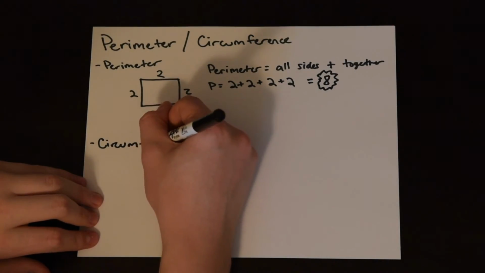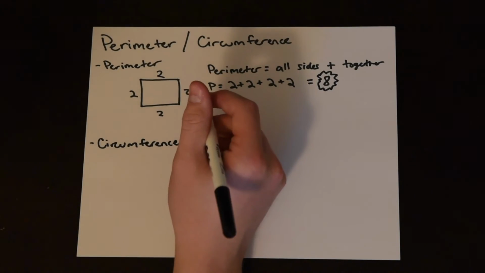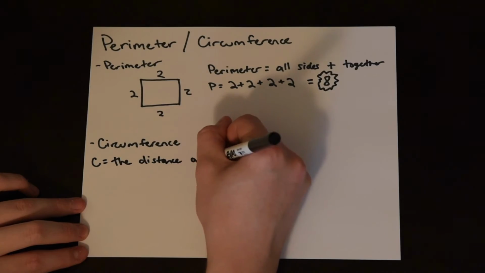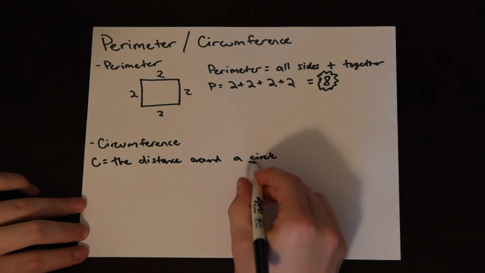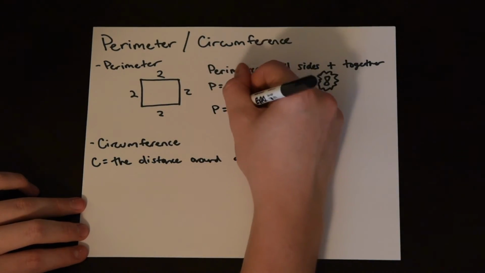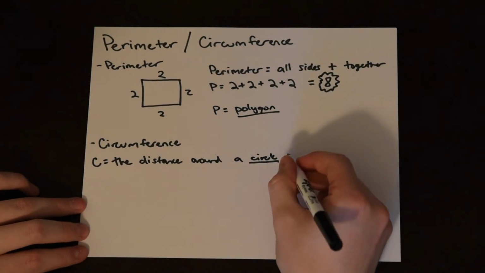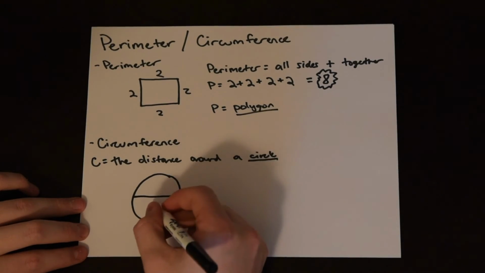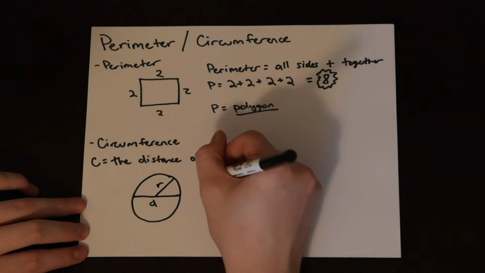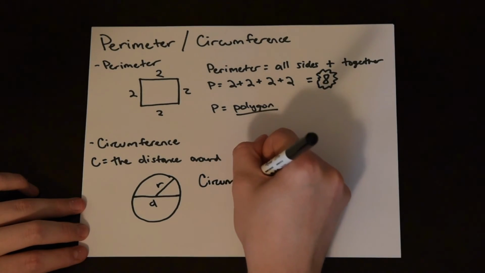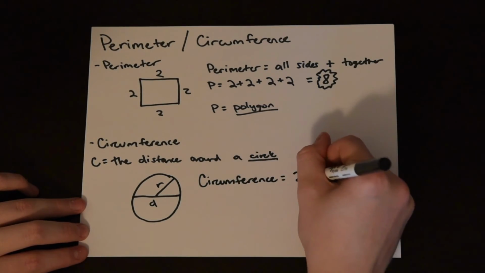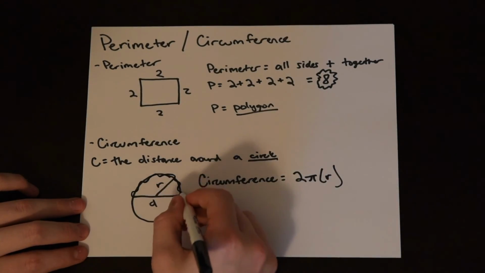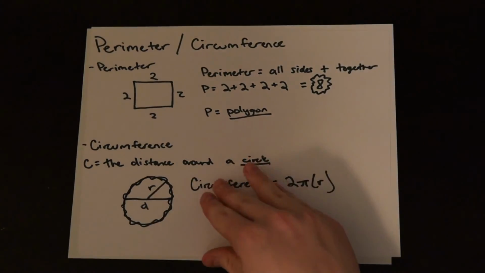When finding the circumference, it's similar to the perimeter, but instead you're finding the distance around a circle instead of a polygon. And so as usual, you have your diameter on the circle and the radius. The equation for finding the circumference is circumference equals 2 times pi times radius. And to do that, you simply plug in the numbers to find the circumference.